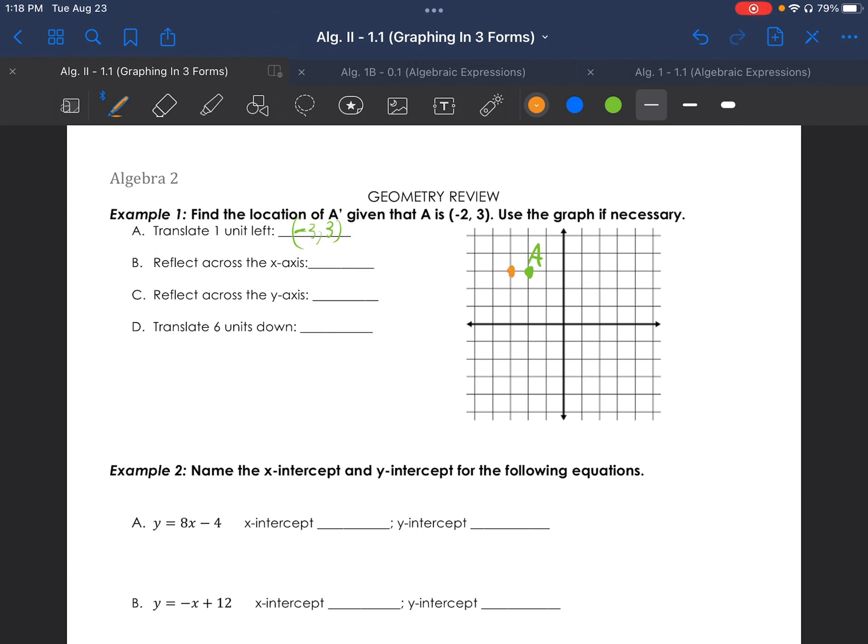So that's 1 unit left. It's not changing the up and down. It's not changing the y value. And if we recall, it's x, y. It's only changing the x value by moving it left. So that's subtracting because it's getting lower.